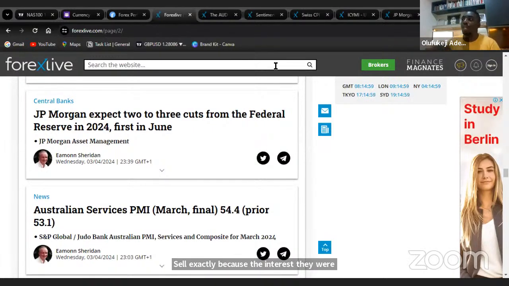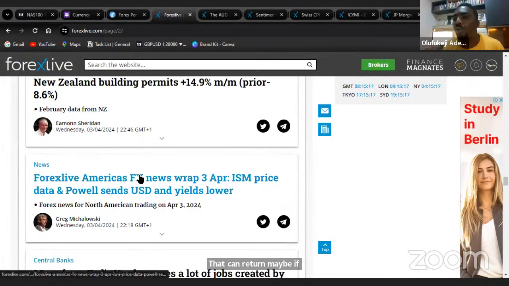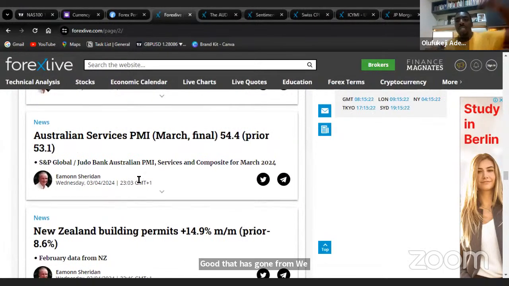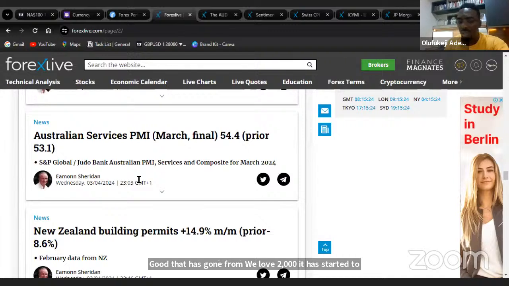And now, let's say it's reducing, you're now moving to risk currencies and you're moving to equities. So instead of waiting to collect 5.5% from the US government, why not buy equities that can return, maybe if the stock keeps going up, it will return 10, 20. Why not buy gold? Gold that has gone from below 2,000, it has tapped into 2,300. Do you understand why? So all these things are not making the dollar as desirable.